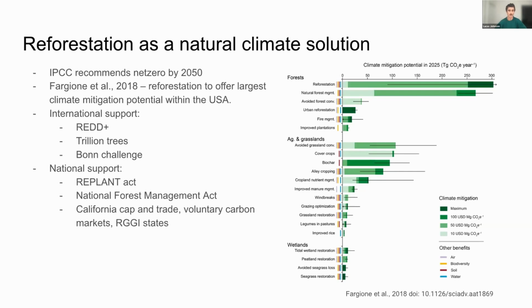Internationally, there's tons of support for reforestation through things like REDD+, specifically the plus part, the Trillion Trees program and the Bonn Challenge, efforts coordinated by NGOs. Nationally, reforestation is mandated through the REPLANT Act and the National Forest Management Act. There's regulatory and voluntary carbon markets that direct funds to land managers promising reforestation, and there's state level plans and initiatives that promote forests as a tool to offset greenhouse gas emissions.